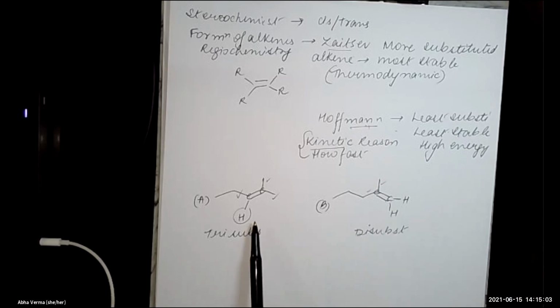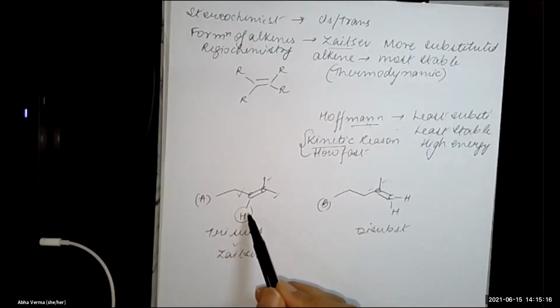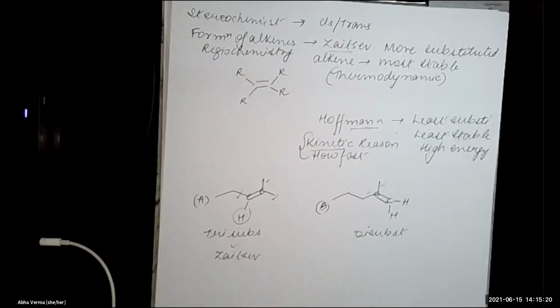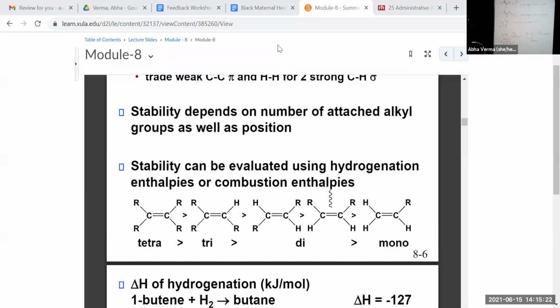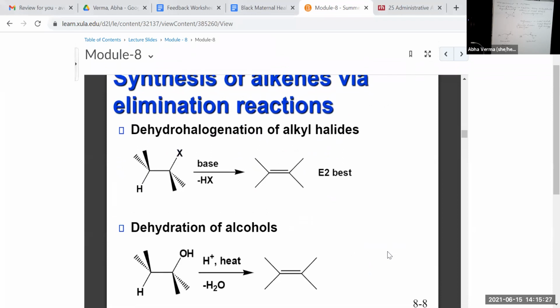And so, if I am given a choice and I want to make a more stable alkene, my more stable alkene, the Zaitsev alkene, would be this particular product. Okay. So knowing your stereochemistry, knowing your regiochemistry for your products is very important.